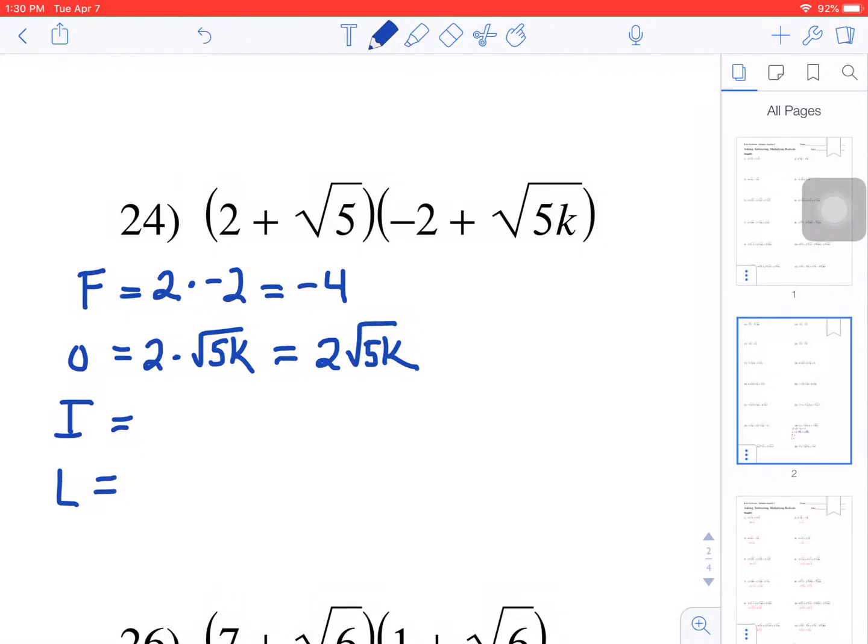My inners is the square root of 5 times negative 2. Again, I can't multiply those things together. So that's just going to be negative 2 times the square root of 5.